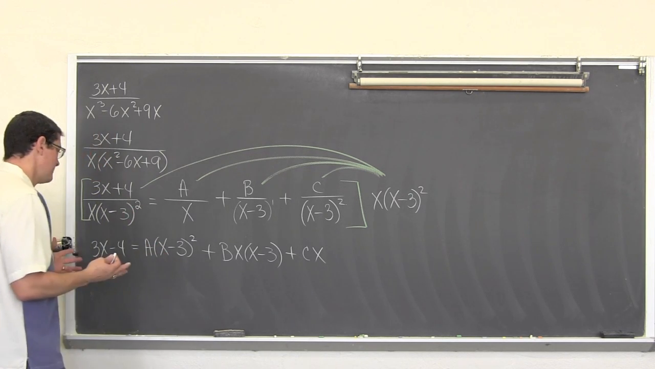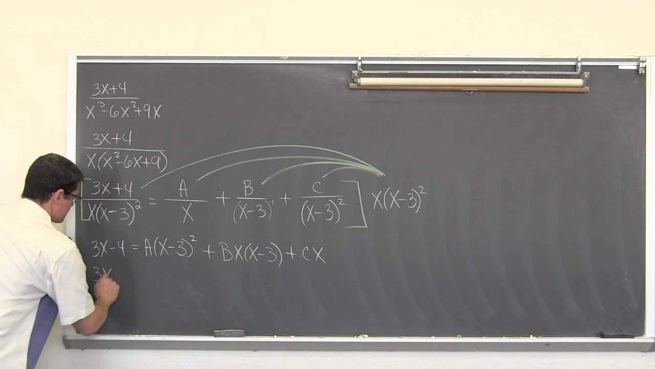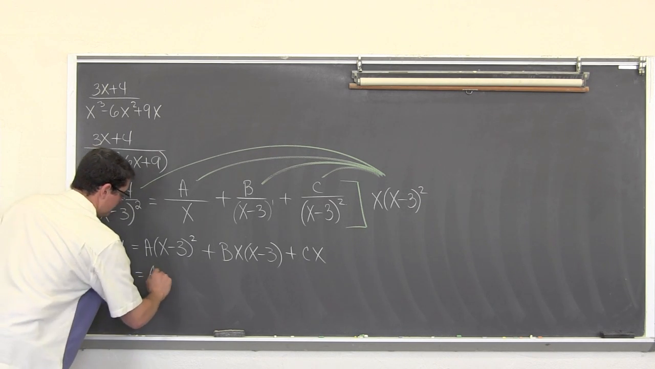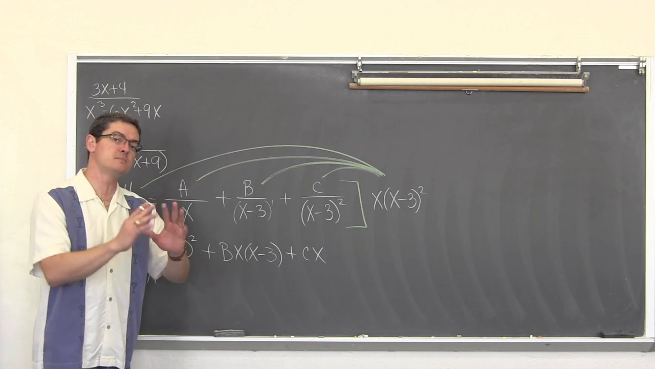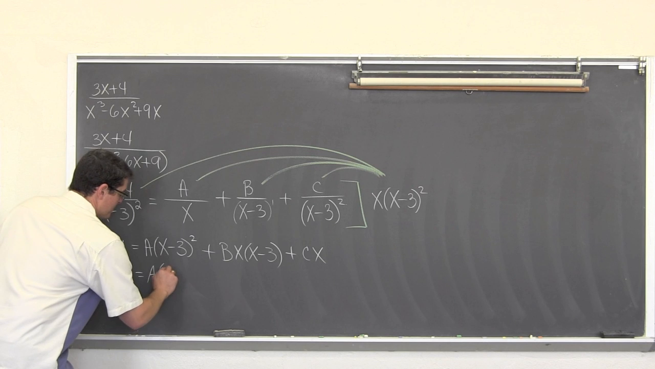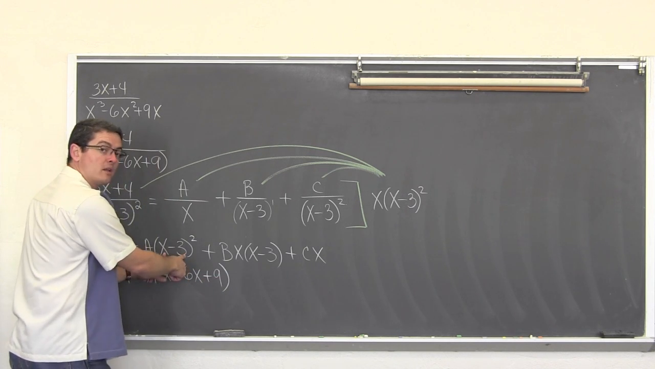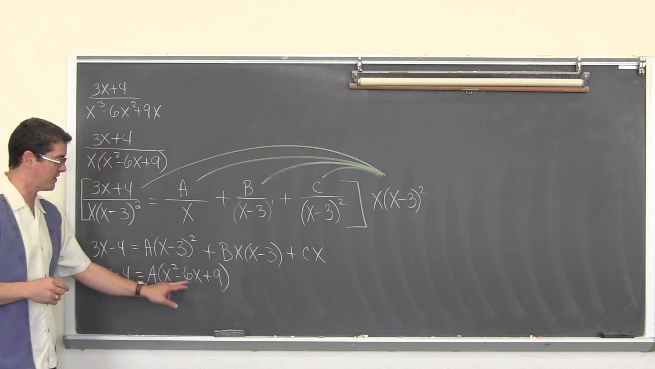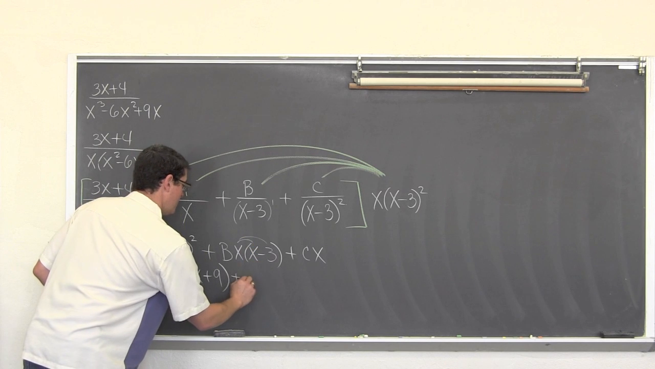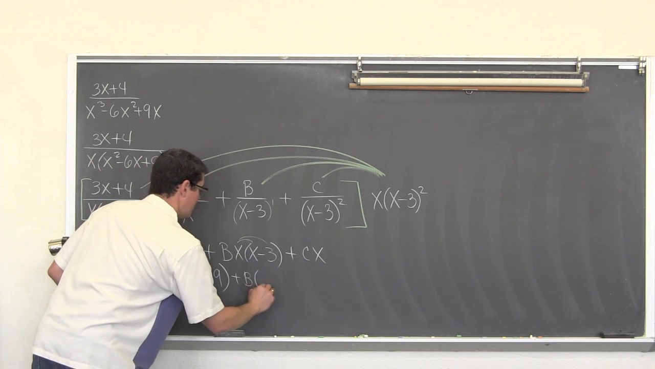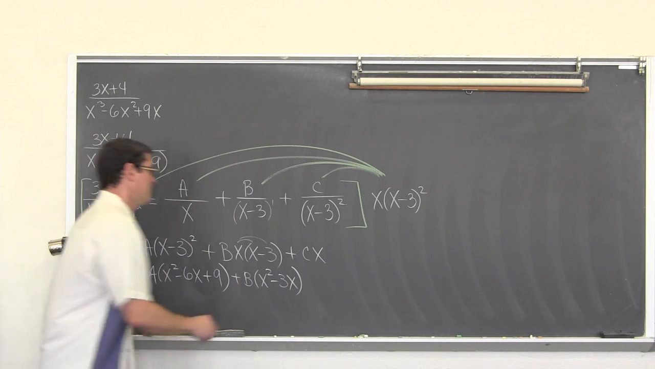Okay, now like the first example, we're going to have to clean this up, get all the like degrees together and in descending order. So we have 3x minus 4 equals a. Please write this twice and actually distribute the x minus 3 times x minus 3, because it is supposed to be x squared minus 6x plus 9. You know, a lot of students will incorrectly write this as x squared minus 9 and forget the middle term. Plus, well, let's say plus b times x squared minus 3x. I don't know why I didn't just put the b through there as well. Plus cx.